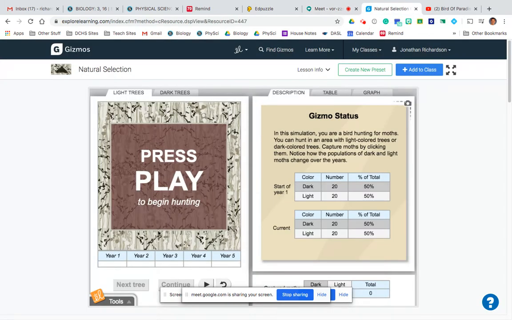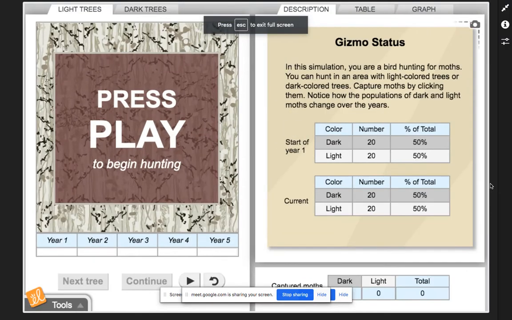So I have a little gizmo here to help me with it. The idea is a change in population over time caused by natural selection. Right here, you can see this background is of a tree. I think they were birch trees, found in England, very common in England, and they have this white texture.